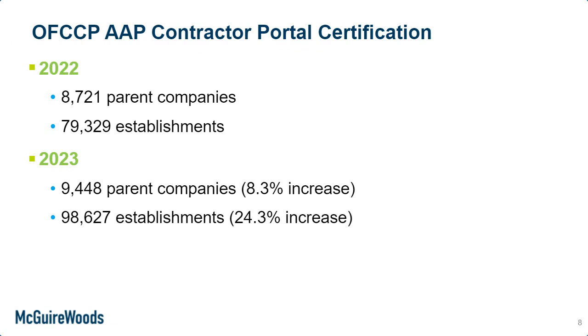As for other trends along the way, we just went through yet another AAP contractor portal certification here at the end of June. The numbers you see on this slide are the 2022 numbers plus the 2023 numbers as reported by OFCCP at the National Industry Liaison Conference that we had back in August. Reportedly, back in 2022, OFCCP claimed that over 40% of contractors failed to certify on time. That's a huge number.